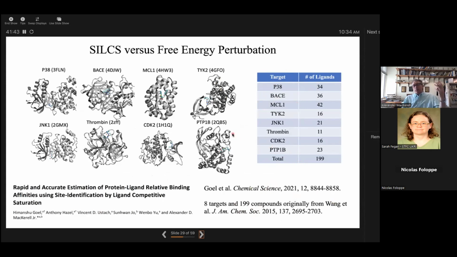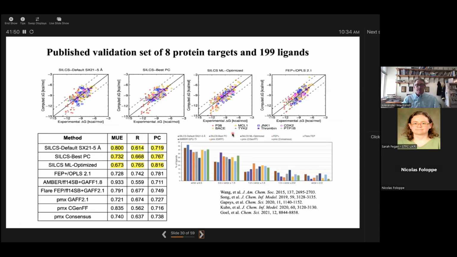And so basically, we're now using SILCS to get the relative binding affinities, comparing it to the published FEP data. With SILCS, we've got our default SILCS methodology, which gives us these metrics over all 8 targets and the 199 ligands. You can see the mean unsigned error, the R value, and the percent correct. Then we can compare that to the various FEP methods, and you can see those numbers are quite comparable.